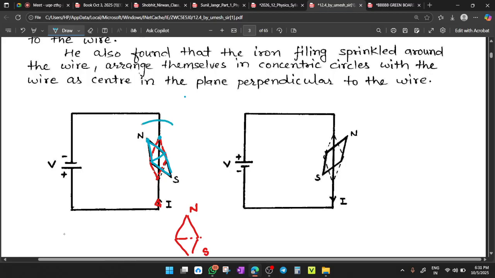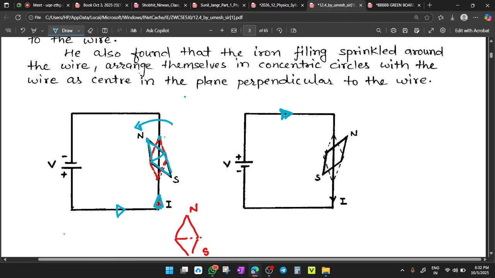So clearly you can observe here the north pole moving towards here. Now current is going from positive to negative. So current is like this, entering from bottom to top direction, or down to up. Now if you change the direction of current, now here plus pole is there. So the current will be here.